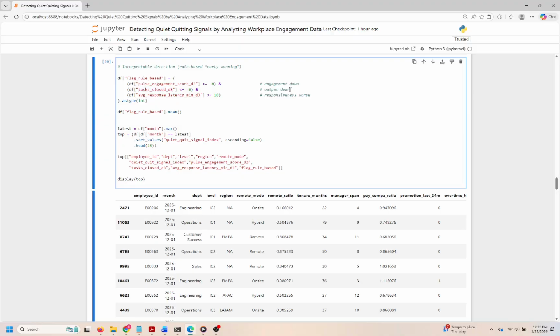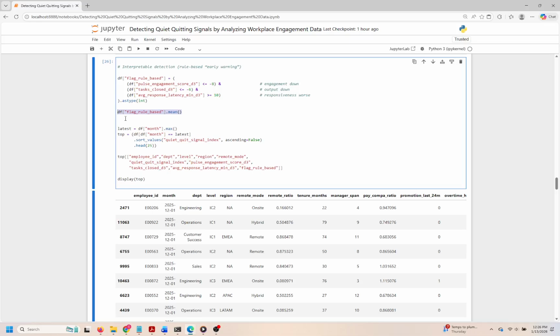Those with a decline of 6 or more are flagged as experiencing decreased output. Lastly, we also consider response latency, marking employees whose average response time is 10 minutes or longer, indicating they may be less responsive than their peers. Each of these conditions must be met for an employee to receive a flag, and the results are converted into integer format for clarity. After that, we calculate the mean of these flags to get an overall sense of how many employees are showing signs of disengagement. This provides a quantitative metric that can help us gauge the extent of the issue across the organization.